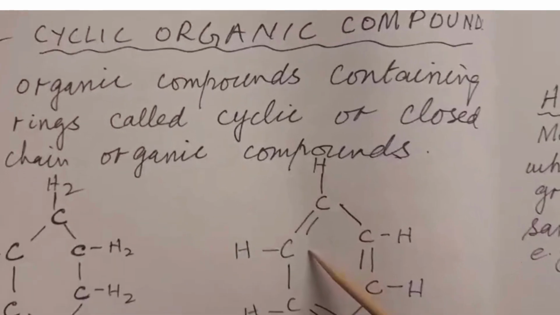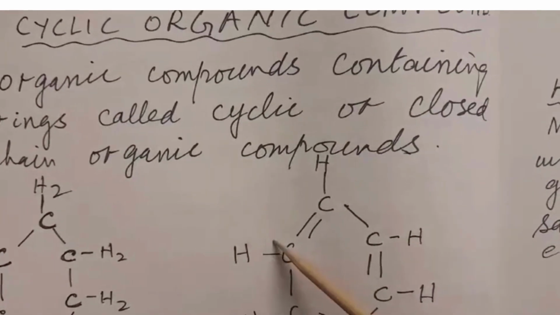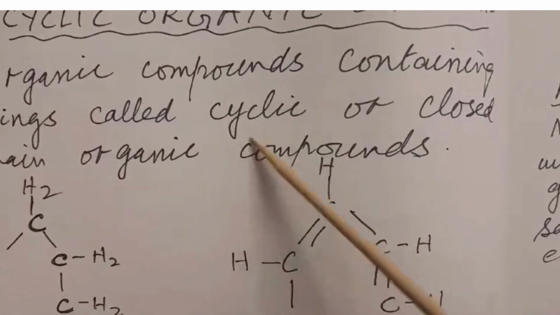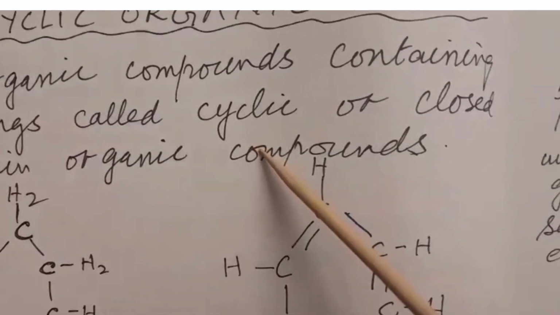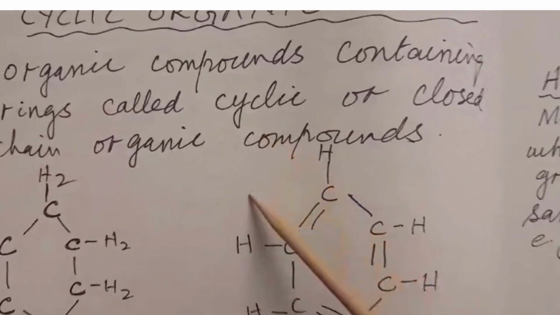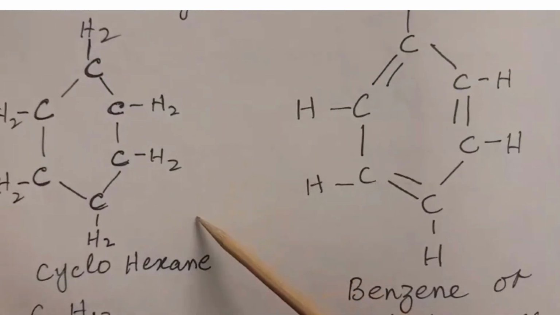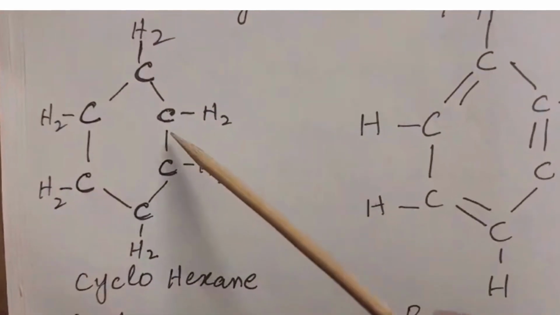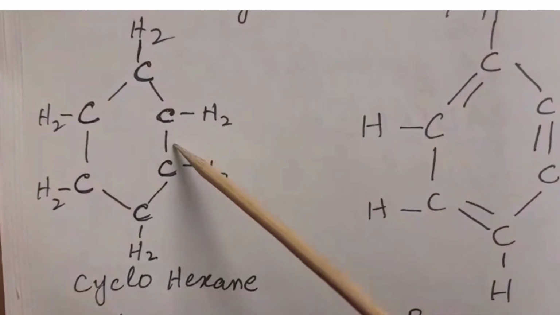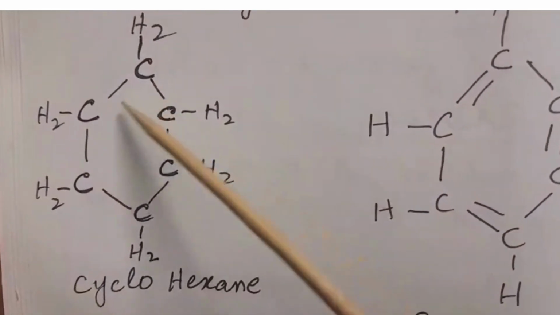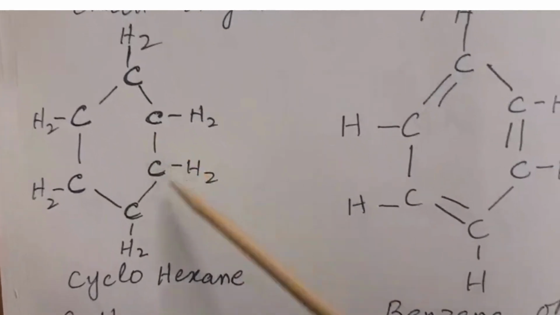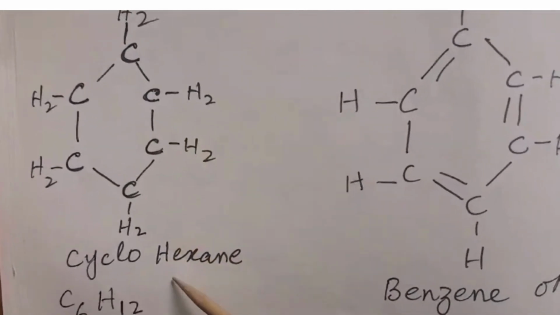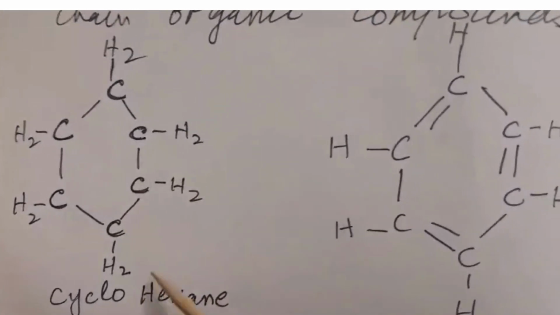These are the closed chain organic compounds, or these are the organic compounds with rings. Here we have the examples. This is cyclobutane, cyclohexane. Cyclohexane, single bond between the carbon atoms, and there are total 6 carbon atoms. So this is cyclohexane with the formula C6H12.